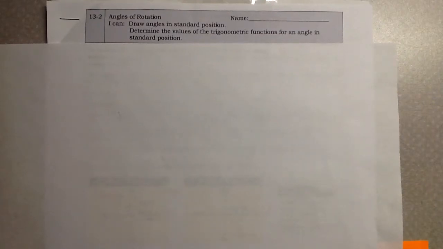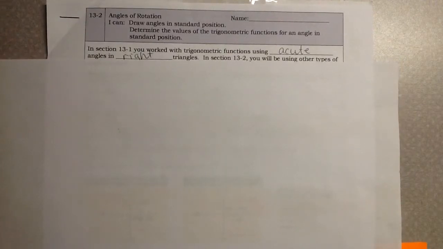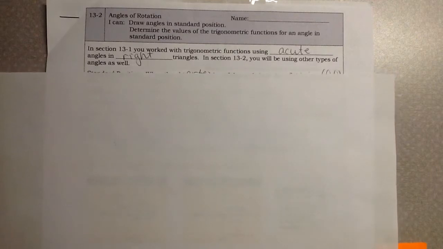You're going to work with angles of rotation, and I want you to be able to draw angles in standard position and to determine the values of the trigonometric functions for an angle in standard position. So in section 13.1, you worked with trigonometric functions using acute angles, so angles between 0 and 90 degrees in right triangles. In section 13.2, you will be using other types of angles as well.